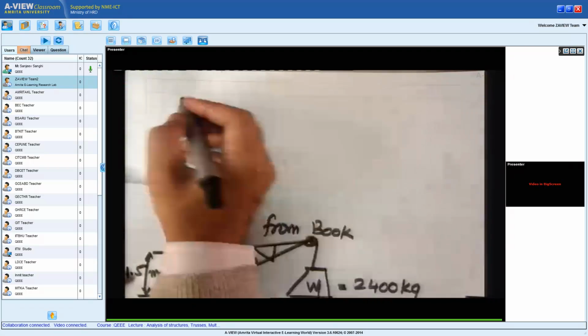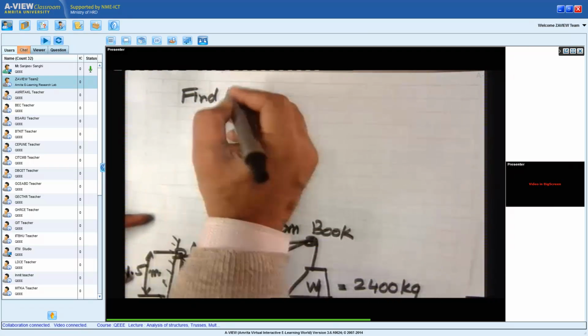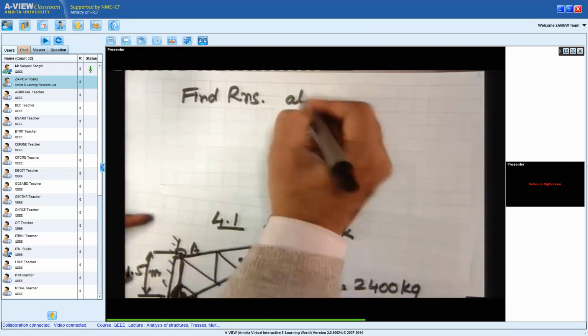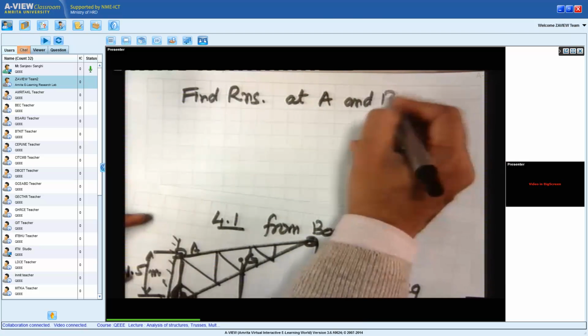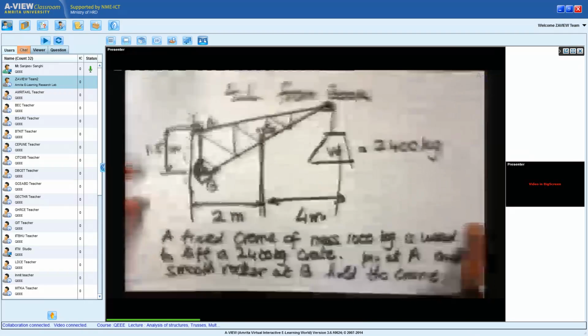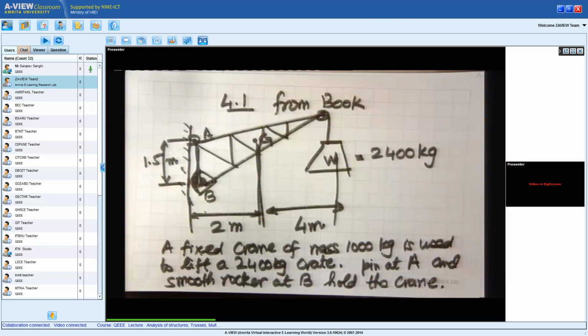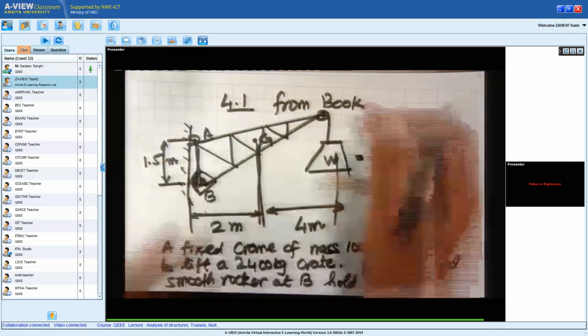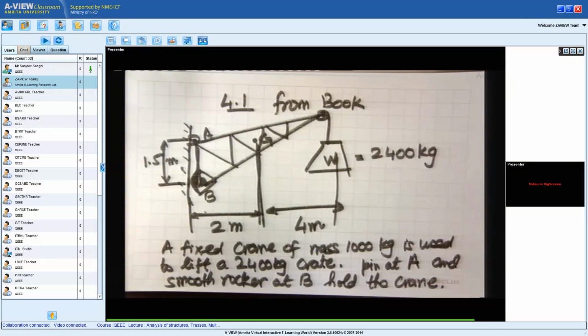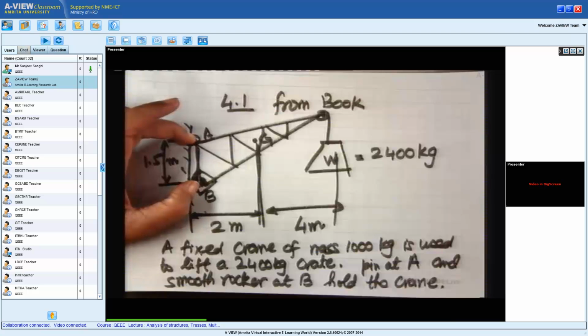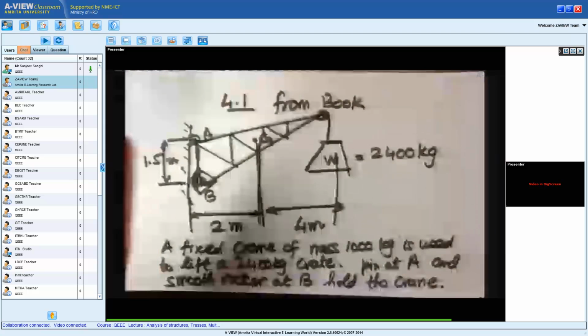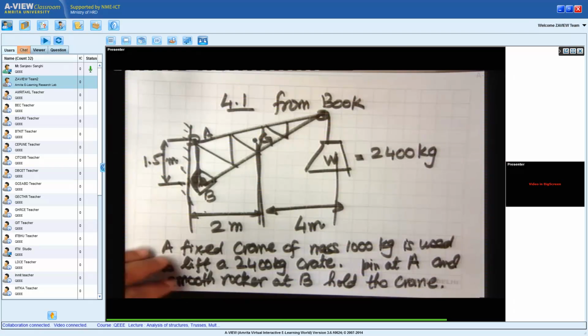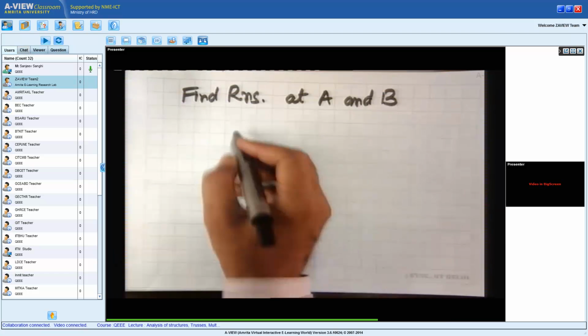The problem is to find the reactions at A and B. So this is our original problem. We have a crane with a weight hanging. So how do we solve this? Because we have to find the reactions at A and B, we have to draw the free body diagram of the crane. So let's first draw a picture of the crane.